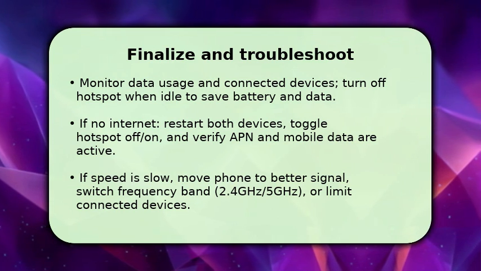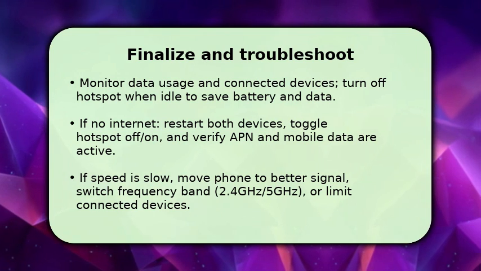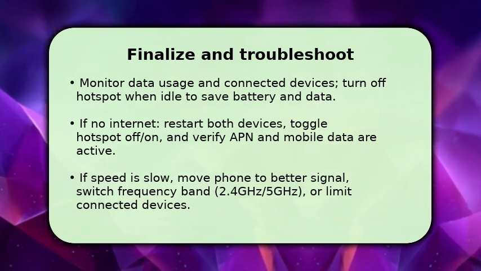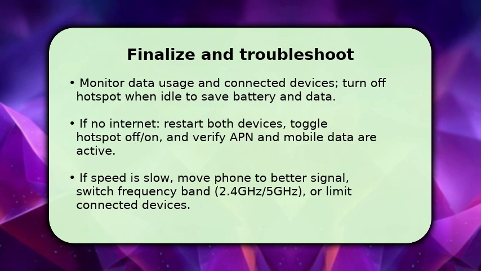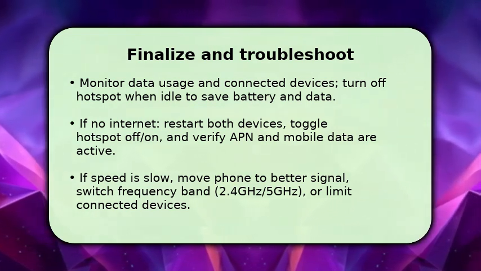When speeds lag, move the hotspot phone to a spot with better cellular signal, switch the hotspot band to 5 GHz if supported, or reduce the number of active devices. These checks usually restore reliable tethering.